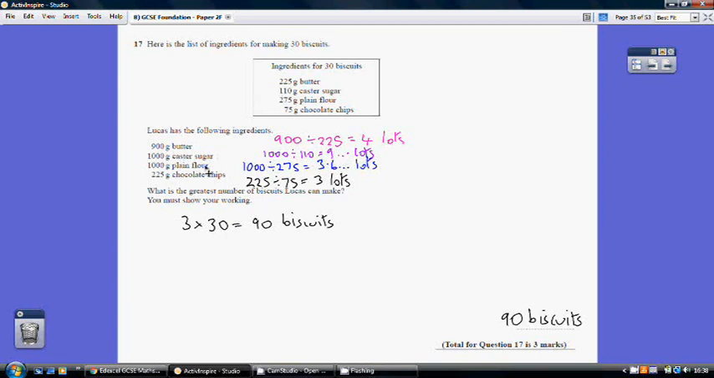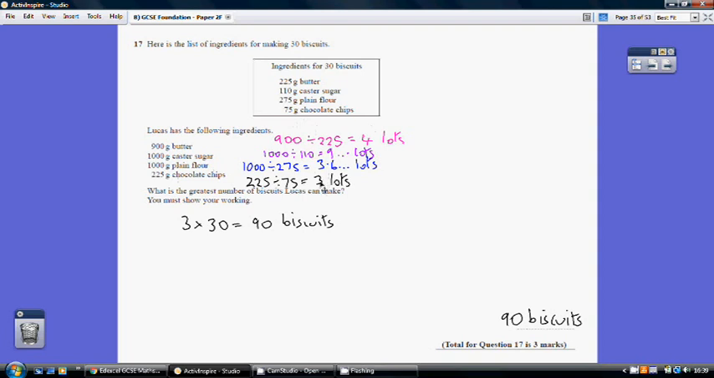Now moving on to the plain flour, we need 275 grams for 1 batch. We've got 1000. 1000 divided by 275 means we can make 3.6 batches. And then on to the chocolate chips. I've got 225. I need 75 to make 1 batch. 225 divided by 75 means I can make 3 batches.